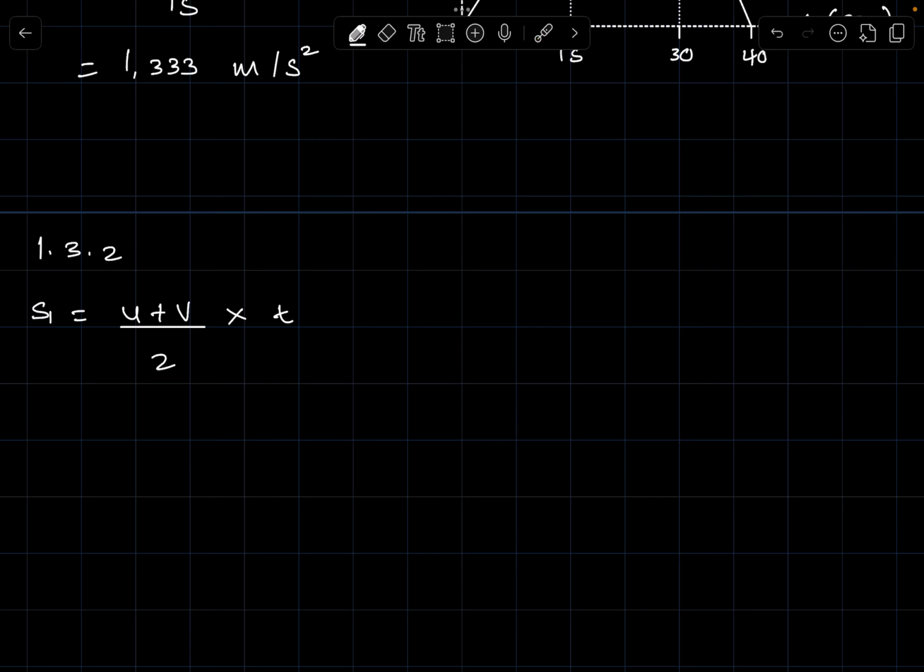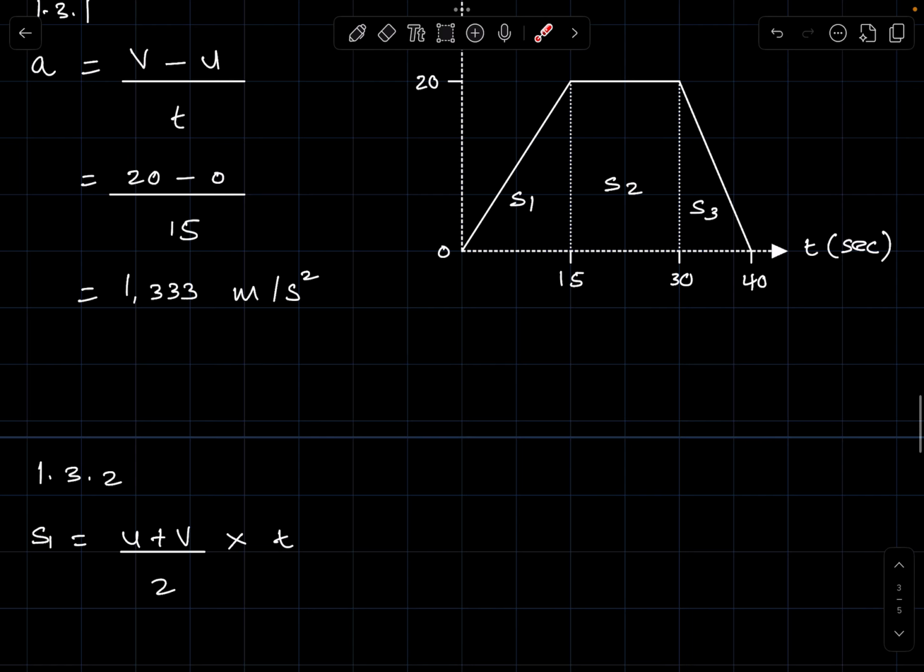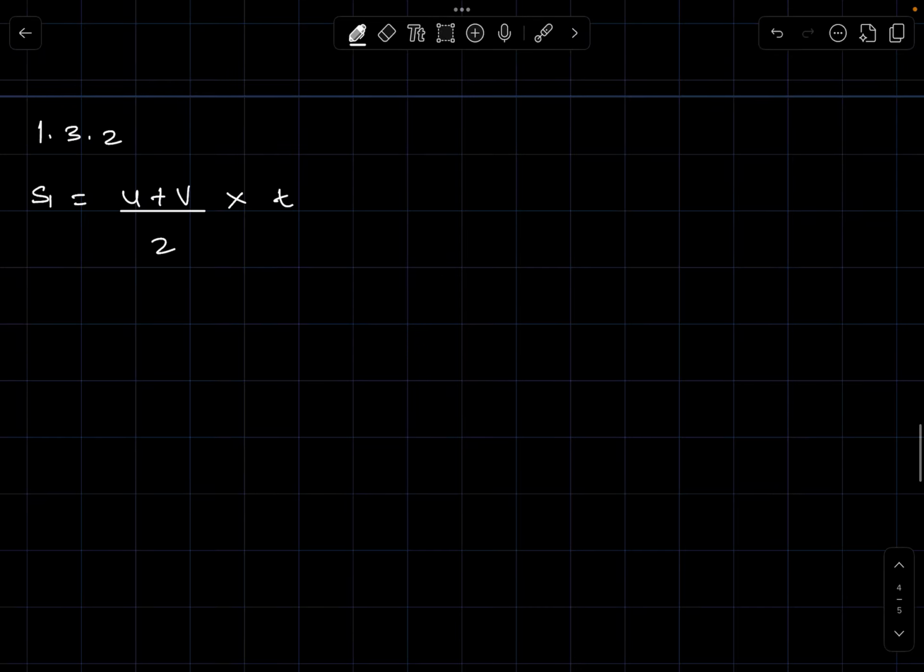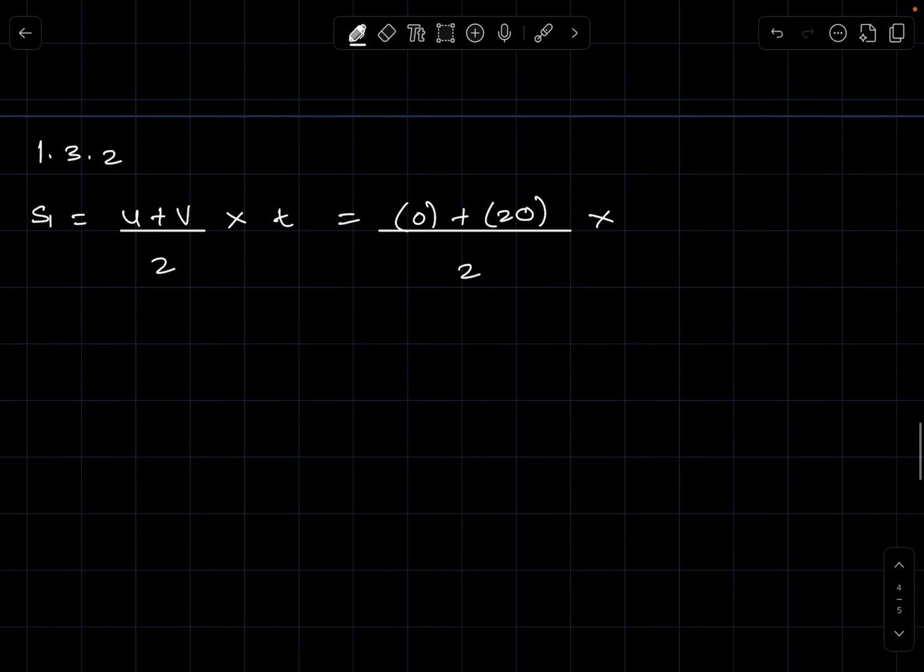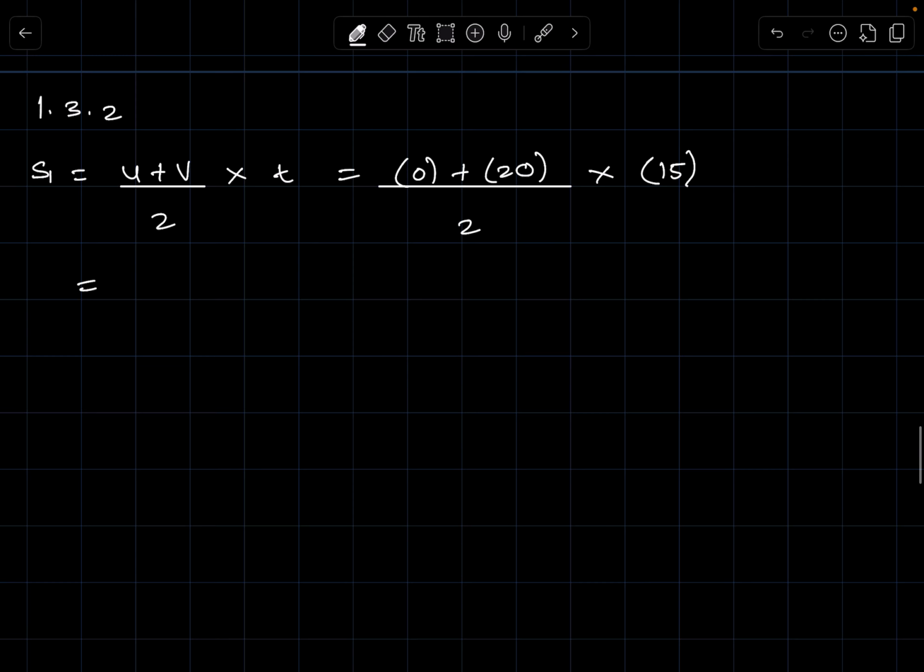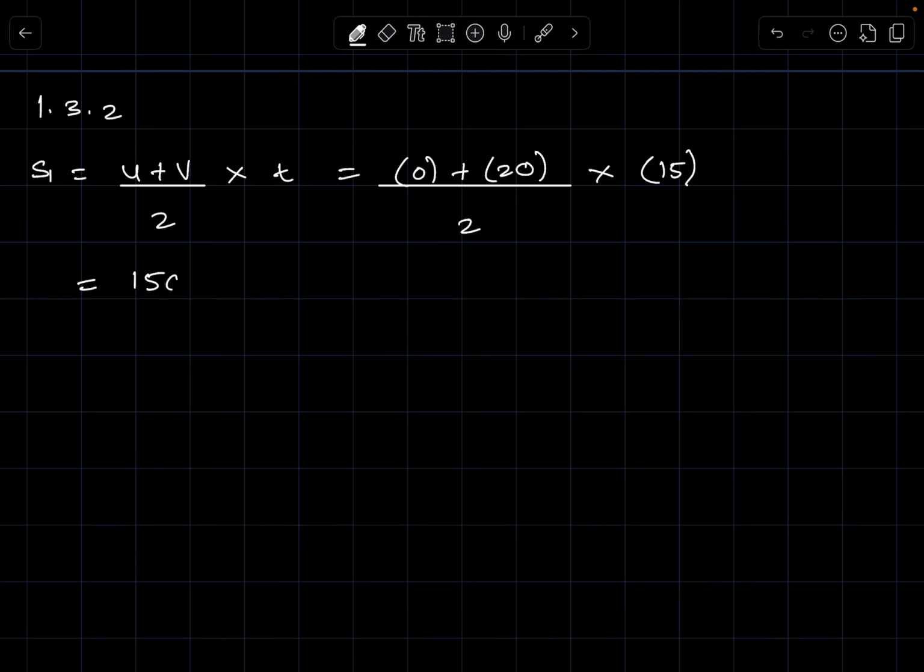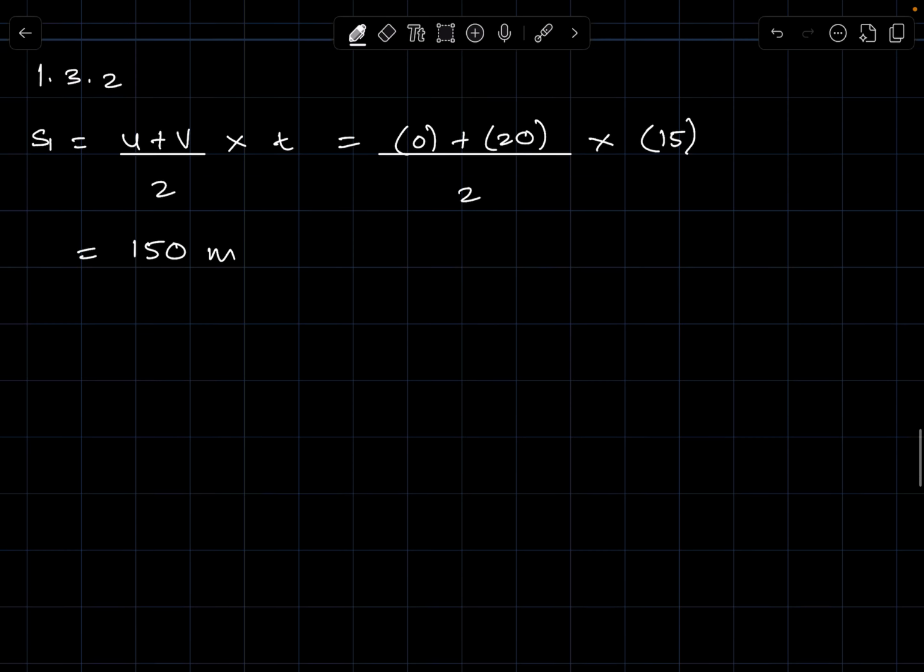This is the average velocity for that straight line, times the time the object took to move from 0 to the final velocity in this section of the graph. Substituting, the initial velocity is 0, the final velocity is 20, divided by 2, times t. t is 15 seconds. If you punch this in your calculators, you should get 150 meters.